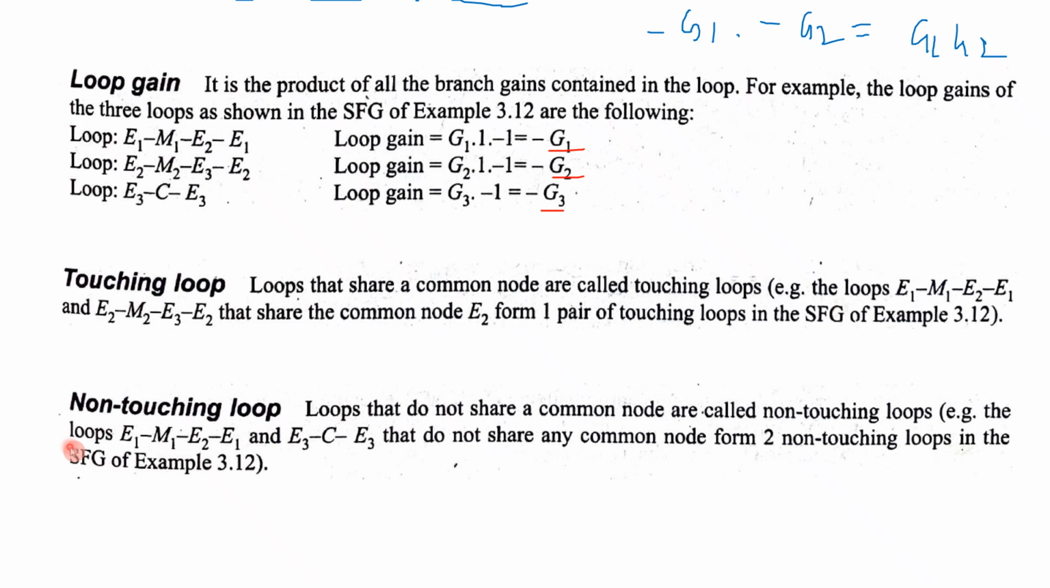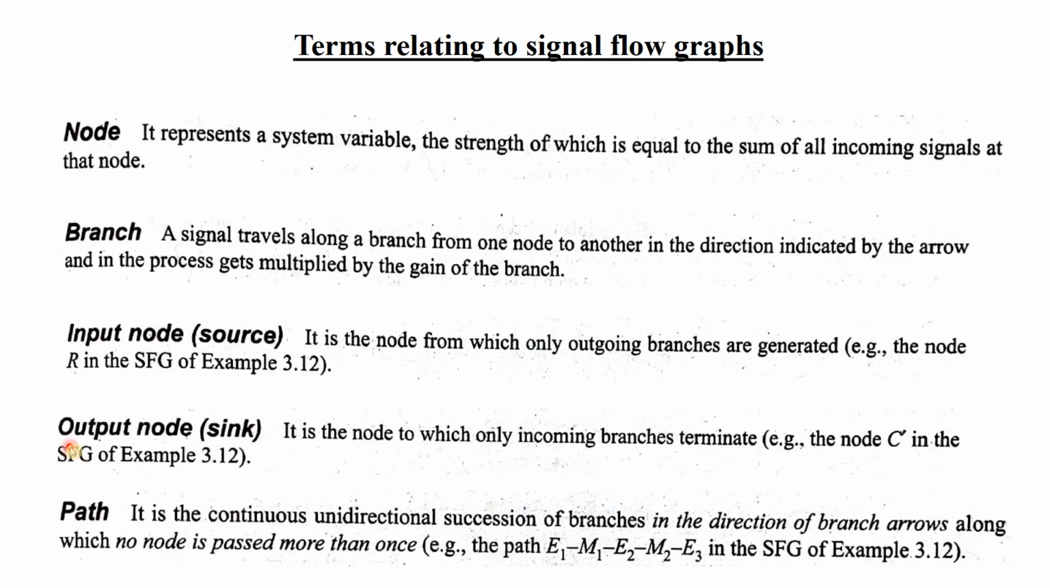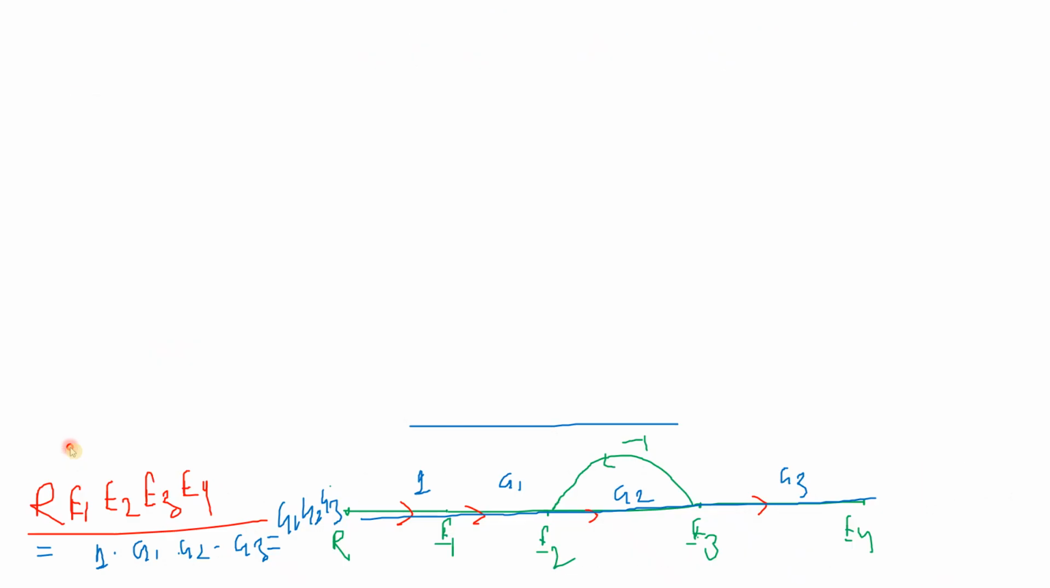Okay. Now you have understood what is a forward path and what is a forward path gain. You have understood what is a loop and what is a loop gain. You have understood what are touching loops and non-touching loops, and the gain will be calculated accordingly.